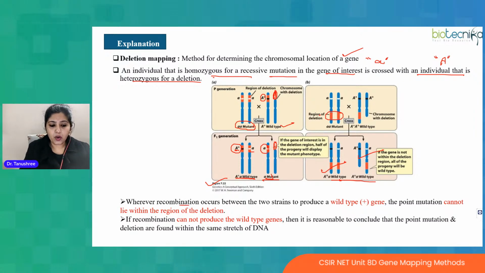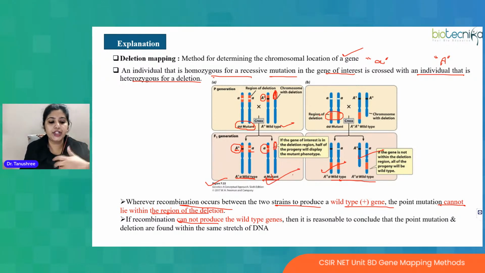So wherever recombination occurs between two strains to produce a wild type gene, the point mutation cannot lie within the region of deletion. Obviously, wild type characters mean that the product of the gene is present, and the product is there because the gene is present. So that means the gene is not within the deletion region. But if the recombination cannot produce a wild type gene, it is reasonable to conclude that the point mutation and the deletions are found within the same stretch of DNA.